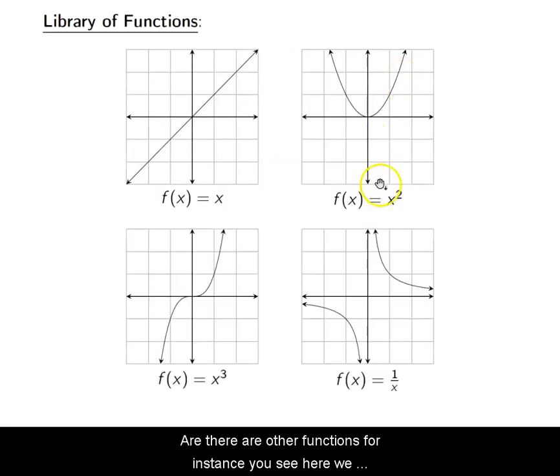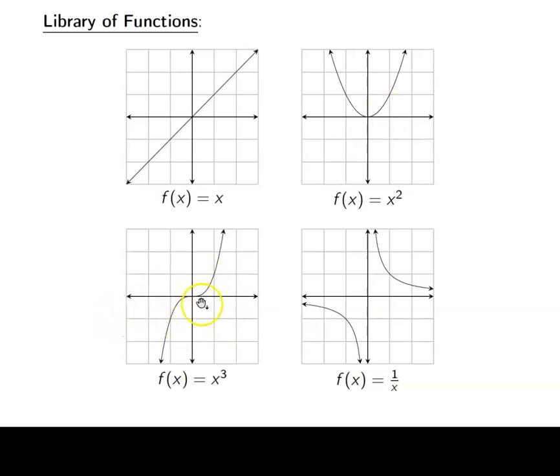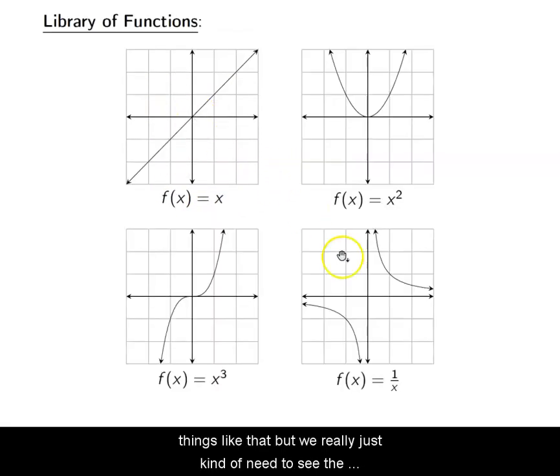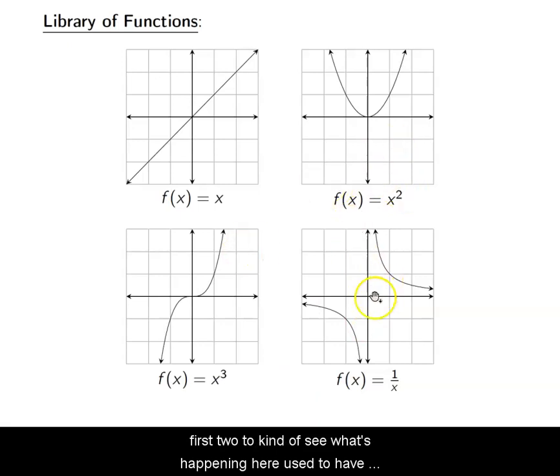For instance, you see here we have x squared, then x cubed. I could put x to the 4th, x to the 5th, x to the 6th, things like that. But that's not very useful for us. We'll talk about those things when we get into polynomials. Those are called power functions, right? Obviously, I have 1 over x and then 1 over x squared. I can have 1 over x cubed, 1 over x to the 4th, things like that. But we really just need to see the first two to see what's happening.